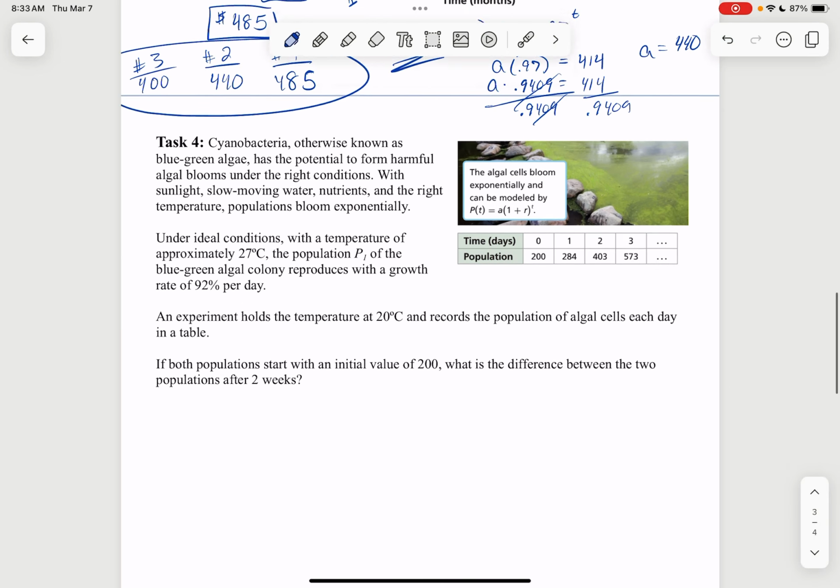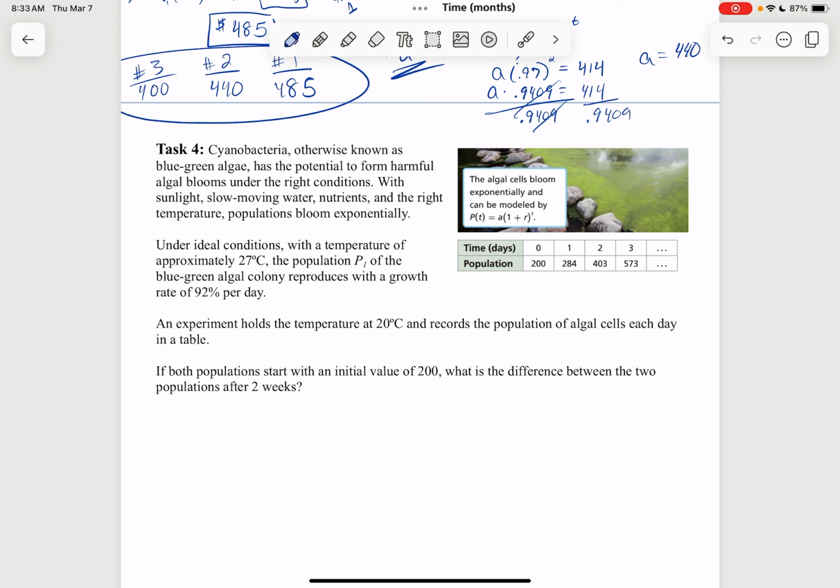All right, our last task. Here we have a cyanobacteria. It's also known as blue-green algae, which we actually do have in South Dakota, if you've heard about blue-green algae. It has the potential to form harmful algal blooms under the right conditions. With sunlight, slow-moving water, nutrients, and the right temperature, populations bloom exponentially. So they end up taking over bodies of water, like lakes. Not as big of an issue in the river because it has to have slow-moving water, and the river normally moves a little too fast for blue-green algae.